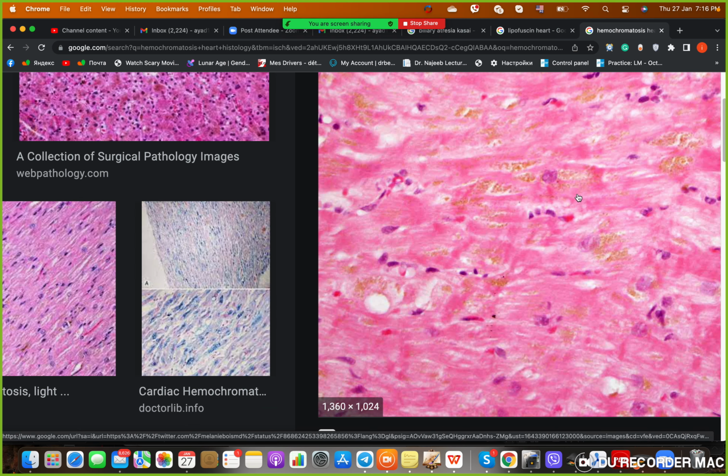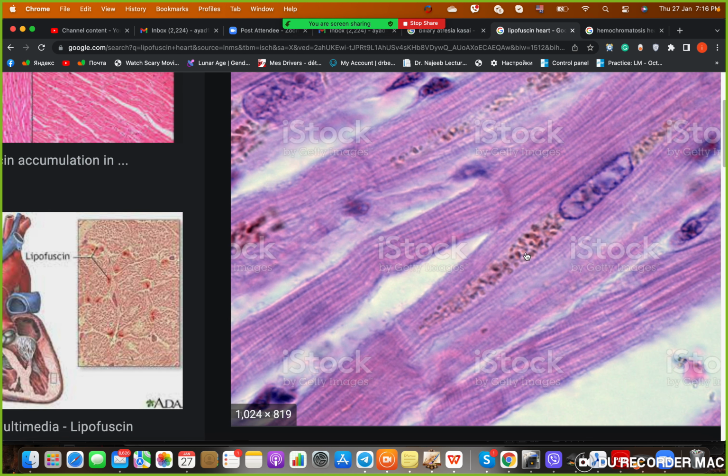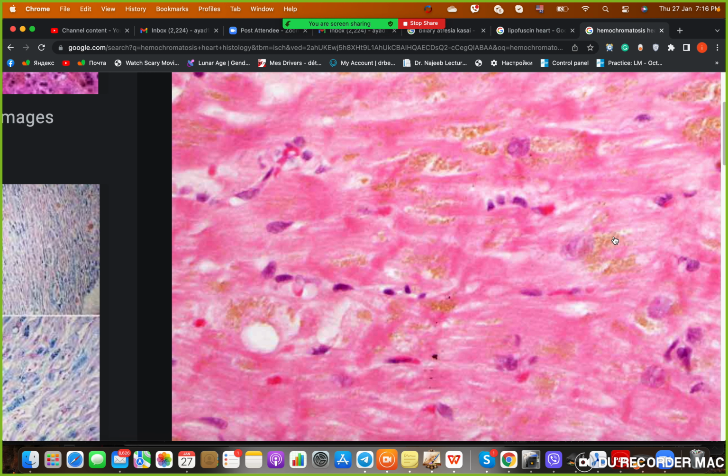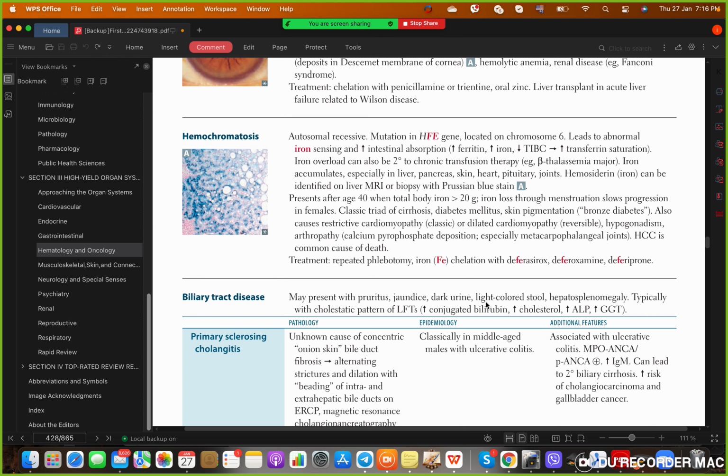The answer is by the age of the patient. A lipofuscin patient will be more than 70. A hemochromatosis patient will be 40. Okay? Keep that in mind. You need to know the age of the patient, and according to the age of the patient, you will decide: is this lipofuscin or is it hemochromatosis? So an old patient will have lipofuscin. A young patient will have hemochromatosis. It presents after the age of 40 when the total body iron is more than 20 grams.